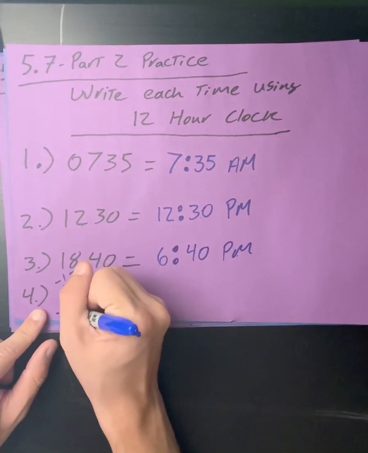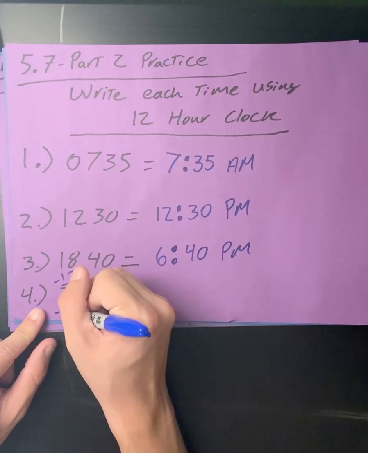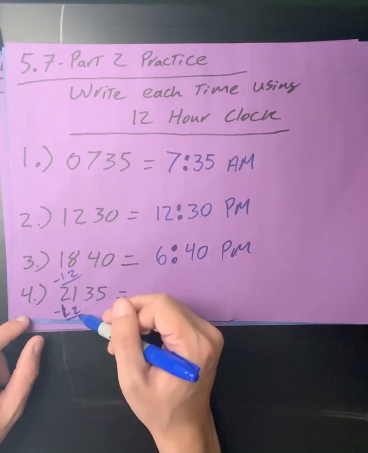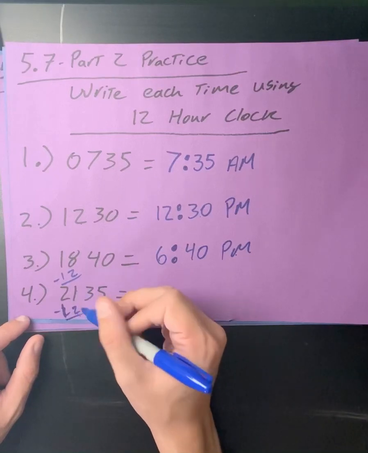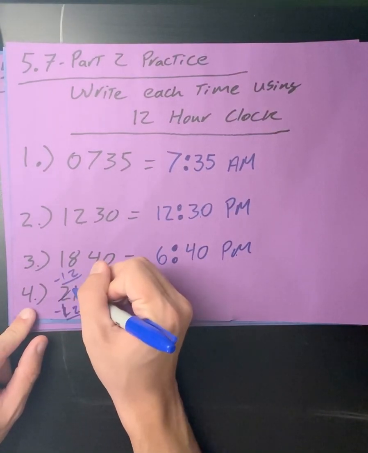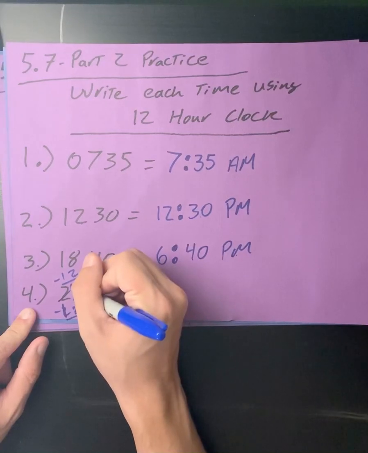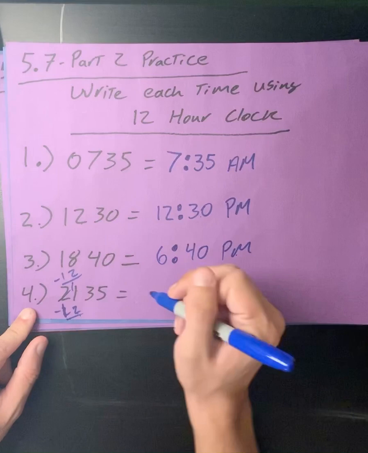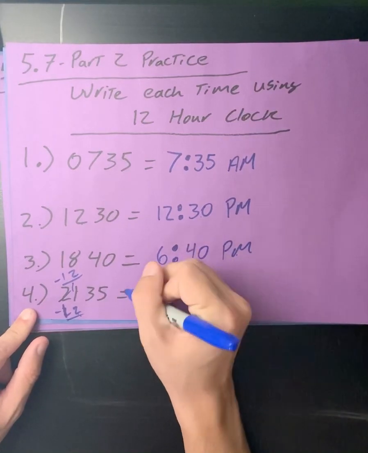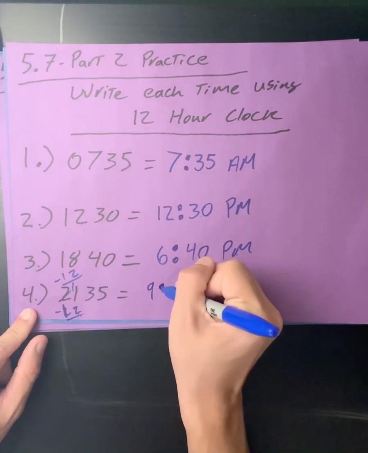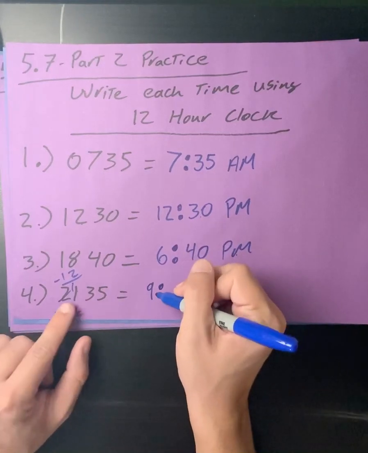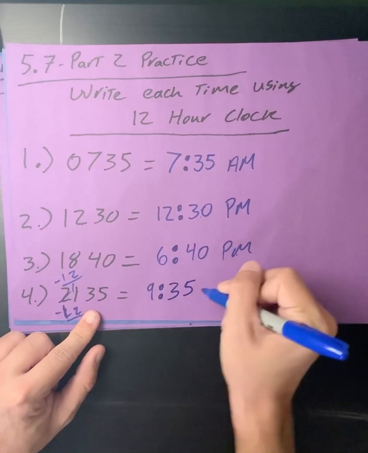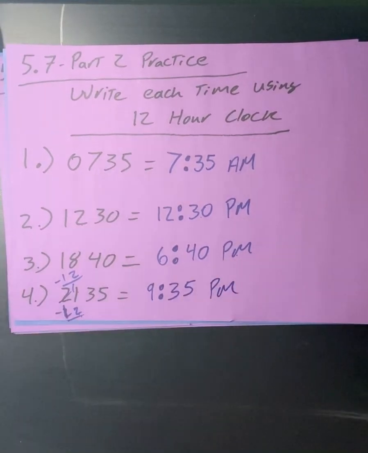Last one is 2135. If I subtract 12 hours from that, 21 minus 12, well, I can't subtract 2 from 1, so I'll need to regroup. My minutes stay the same. And that becomes 11 ones minus 2. 11 minus 2 is 9. Put my colon between the hundreds and tens places. Becomes 9:35 p.m. Okay.